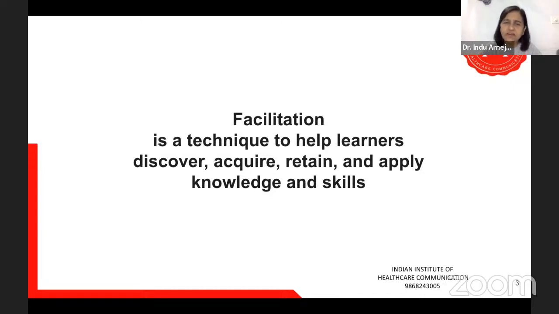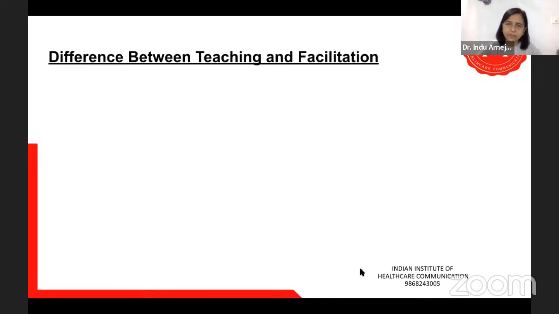So the whole idea of facilitation is that learners already have a set of knowledge and a set of understanding. So you just try to help them discover new ideas around the same thing. The difference between teaching and facilitation, most of it here has been covered by you.